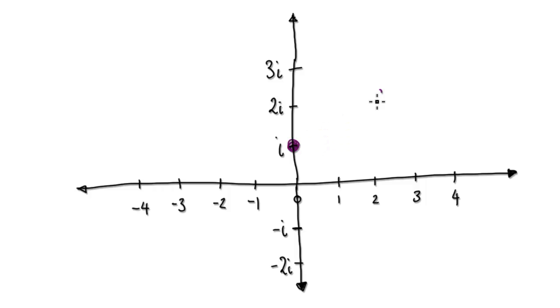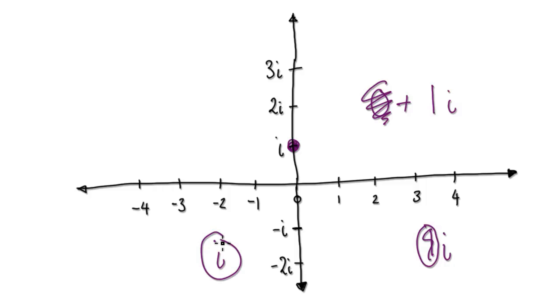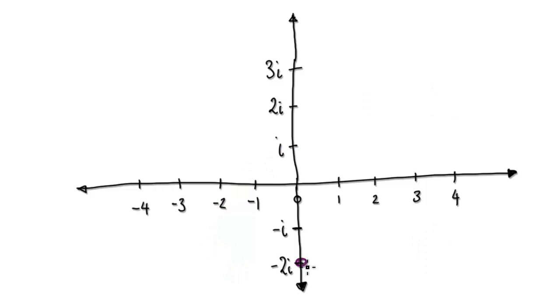This number here would be 0 plus 1i. This is your real component. This is your imaginary component. It's pointless writing 0, so we're just going to write 1i. But then it's pointless writing 1 here. We're just going to write i. You see, this is a number right here. The number there is just i. And this here is a number. It is negative 2i. This here is a number.